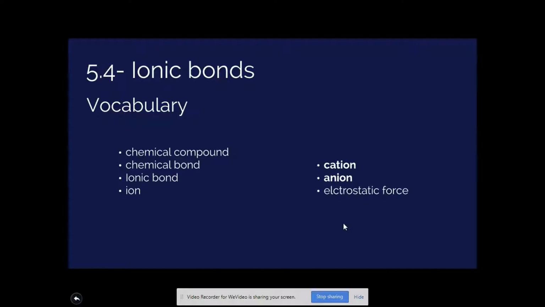And here's our vocabulary. These are the terms that we'll be using in this section, and you'll be more familiar with these by the end of the video. So we have the chemical compound, chemical bond, ionic bond, ion, electrostatic force. And the last two, I want to point out that I did highlight these because they might seem very similar and interchangeable, but pay attention, because it's important to know the difference between these two. So we have the cation and the anion. And I'll tell you more about that when we get to those slides.